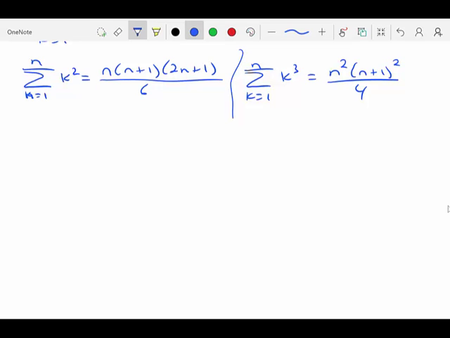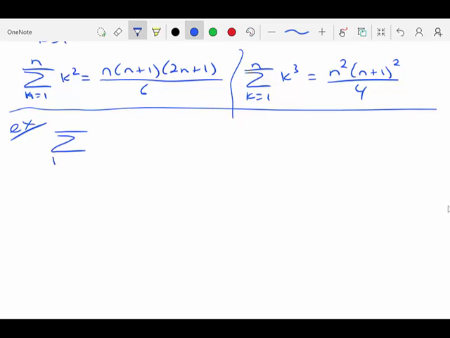And where those formulas come from is not obvious at all. For right now, I'd like to just assume that those are true so that we can look at a couple of examples. So let's say, for example, that I wanted to add up the sum as k goes from 1 up to 20 of 3 times k squared.